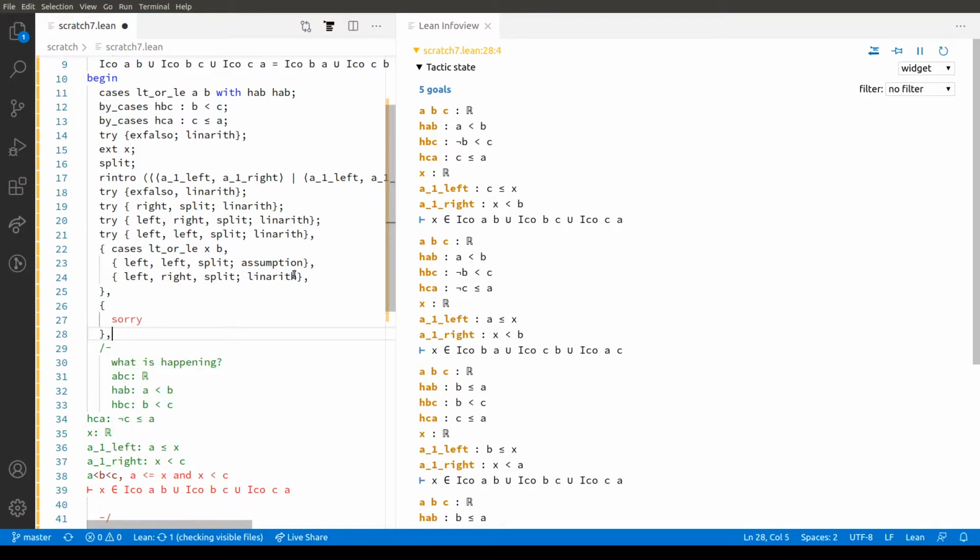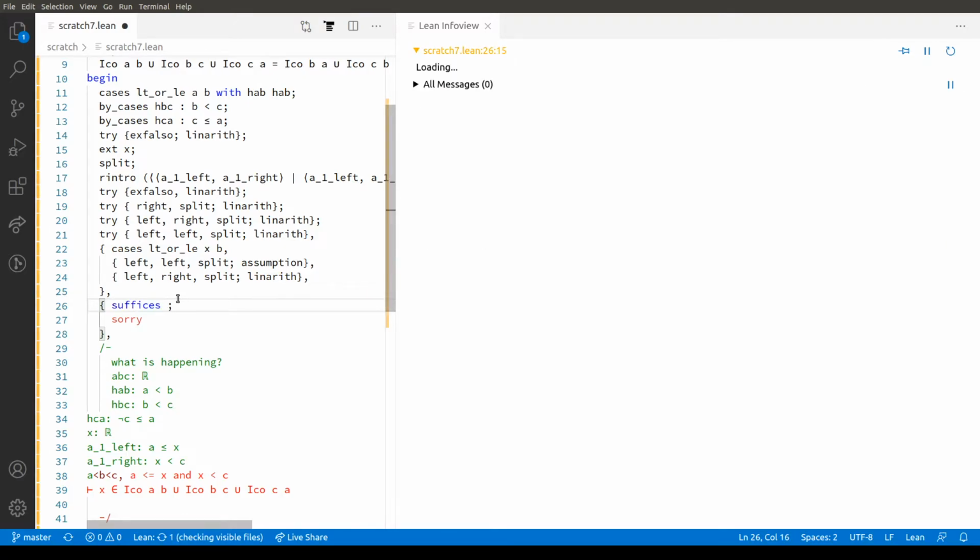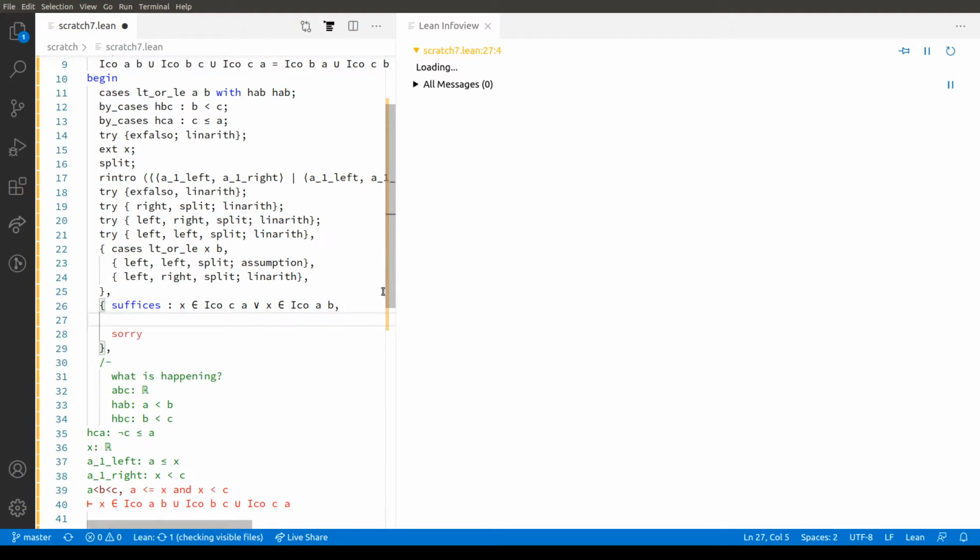Let's have a look at what we have to prove here. So here we know that c is less than or equal to a is less than b. And so that means that the interval from c to a, union the interval from a to b, is the interval from c to b, you see. What I would really like to do is say it suffices to prove that x is in this or x is in Ico a b, right? I claim, and this should just be easy logic.